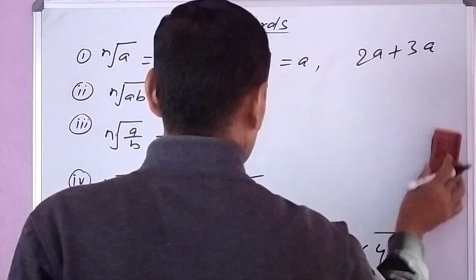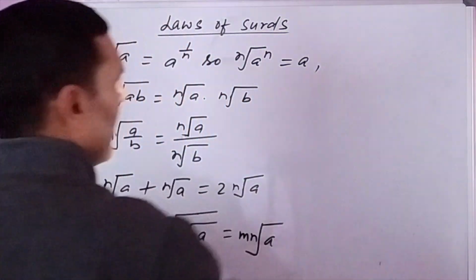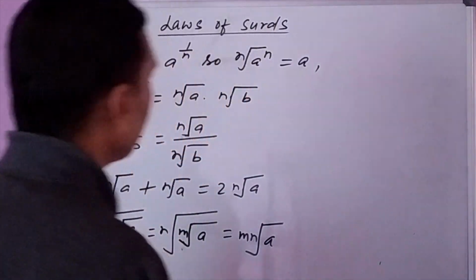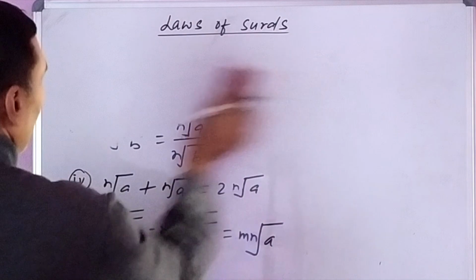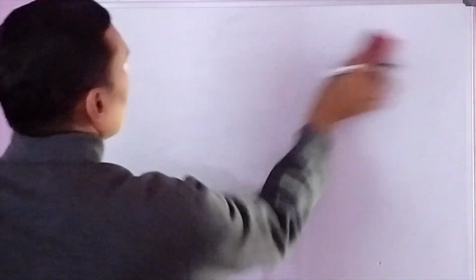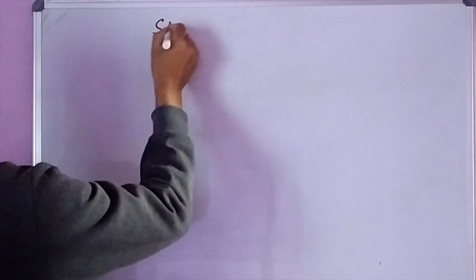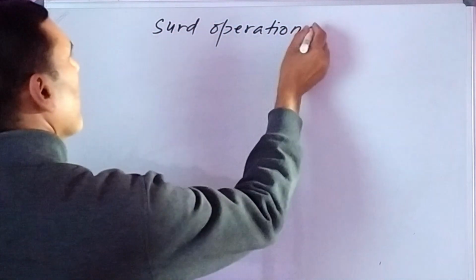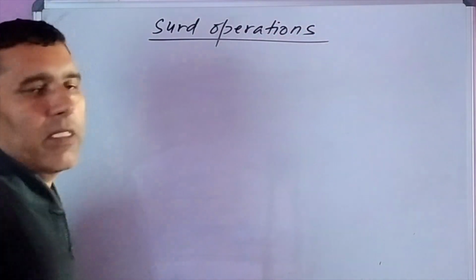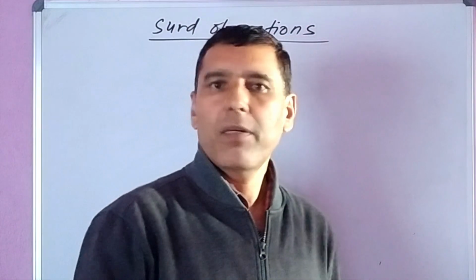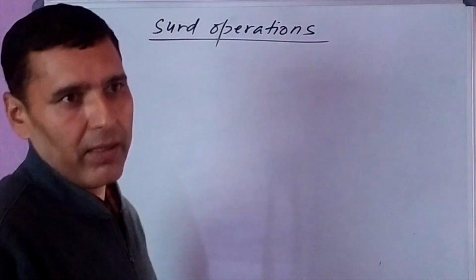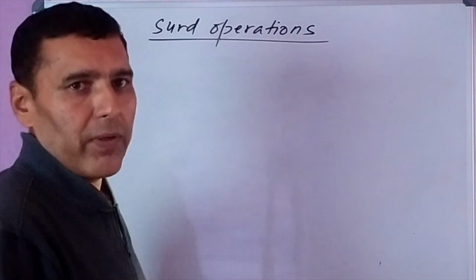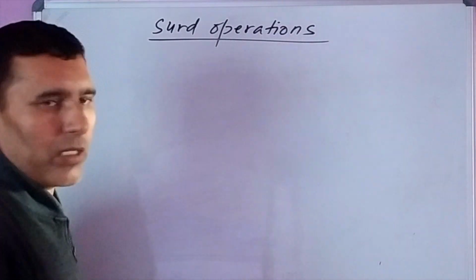So these are some laws of sorts which are very useful for us for doing the exercises or solving problems later on. So after that, sort operations. What do we mean by sort operations? Addition, subtraction, multiplication and division. These are the 4 mathematical operations. The same thing can be done in the case of problems involving sorts also.